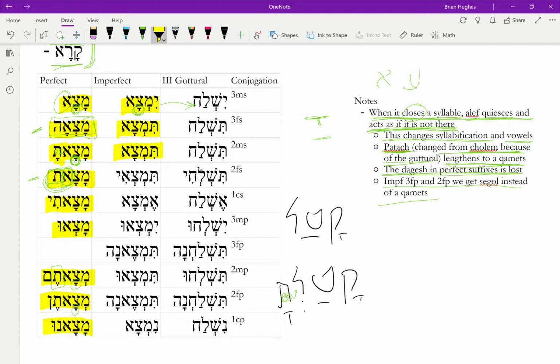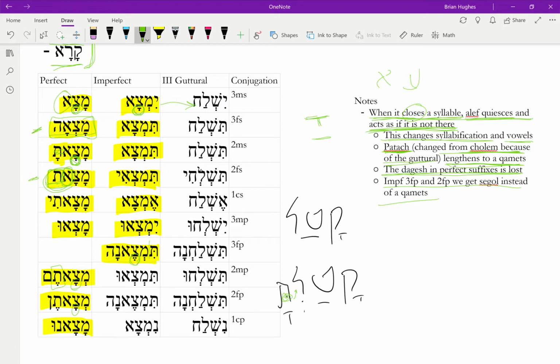Timtza, timtsa'i. This is standard pointing here in second feminine singular because we get the shava there, the shortening of that. Emtza, yimtsa'u. Here's probably the trickiest one of the third aleph imperfect conjugation. Timtsena. So here, instead of getting its A-class vowel, it gets a sigol. Again, I wish I had a really good reason for you. I don't. But the sigol changes.